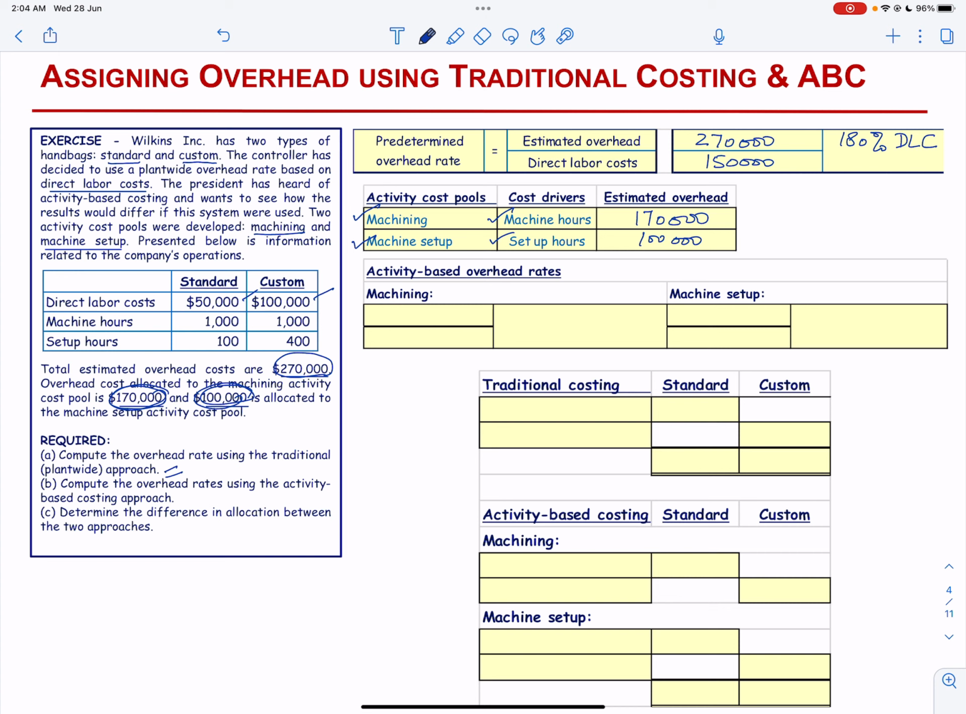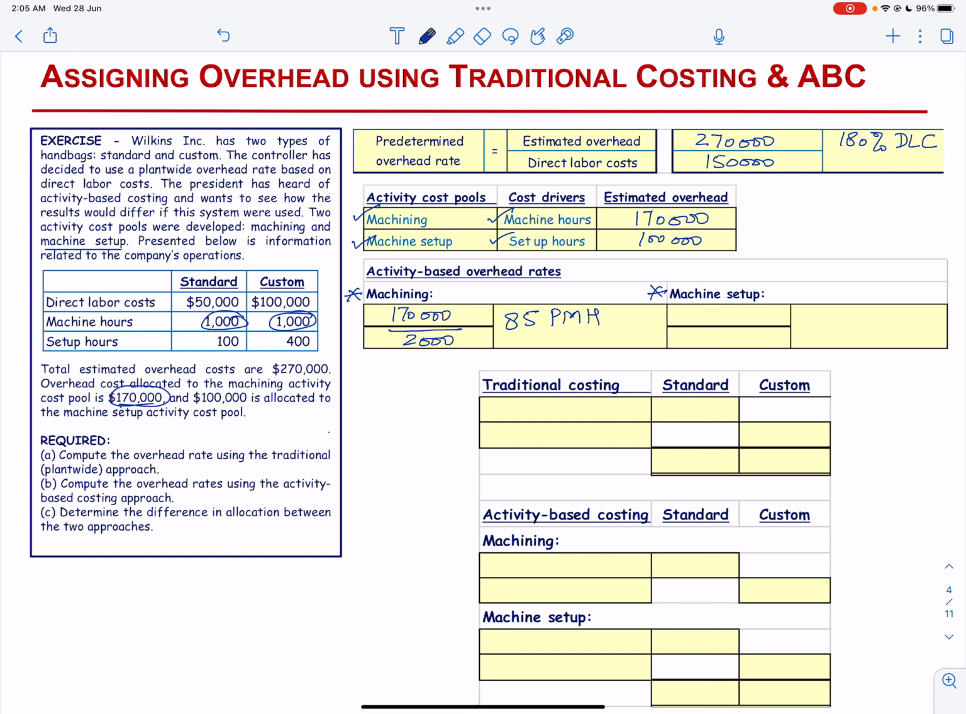Next, we are going to determine the activity-based overhead rates, and we have already seen in the question that there are two activities, machining and machine setup. For machining, we have the overhead cost allocated equal to 170,000, and the machine hours are 1,000 plus 1,000, that is equal to 2,000, and this is equal to 85 per machine hour.